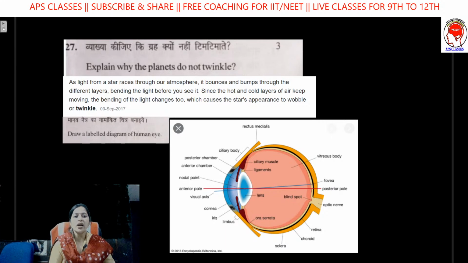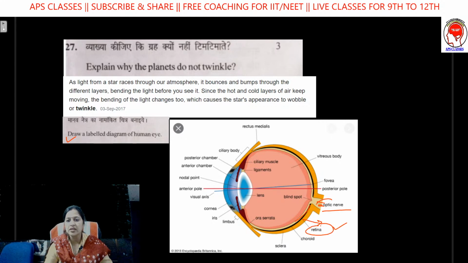Next is: draw a labelled diagram of the human eye. This is the labelled diagram of the human eye. These are the optic nerves that are present in the human eye, and this layer is known as the retina. After the retina, this is the choroid, and this is the sclera. And this is the blind spot.